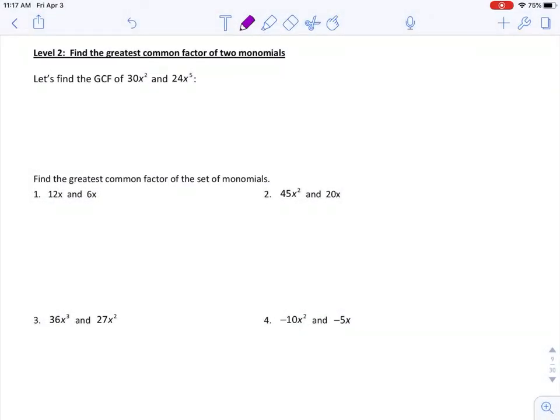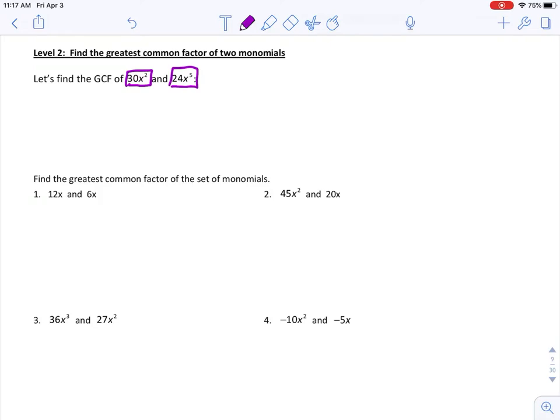Okay, welcome back. So now we are on Unit 9, Skill 2, Level 2, moving forward with greatest common factors, but now we're going to add in variables with each thing that we're looking at. So let's start with this first scenario. Let's say we're looking at 30x squared and 24x to the fifth. And again, I'm probably going to over-explain it just so that you guys see how this works.